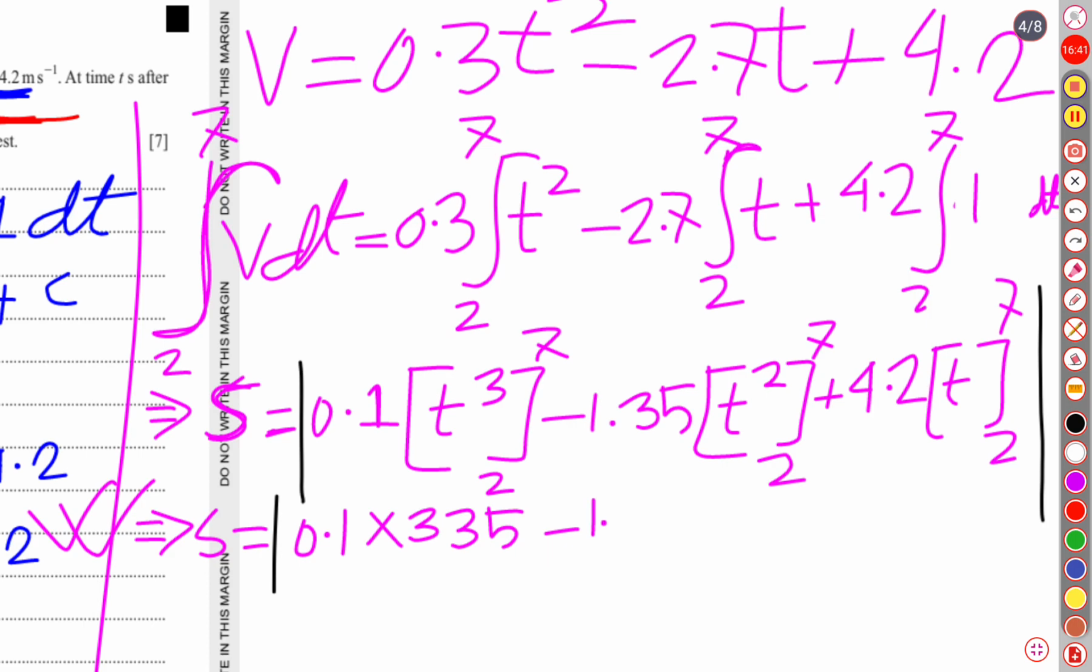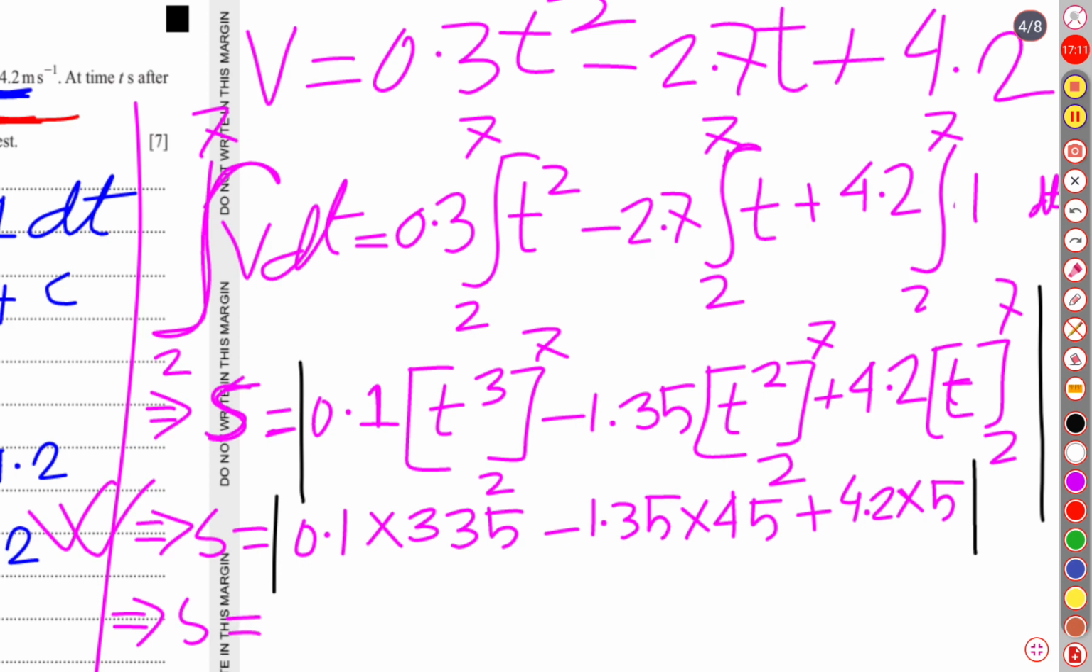So 1.35 into 45, plus 4.2 into 5, because 7 minus 2 is actually 5. That's all, and our modulus symbol. Hence our displacement is going to be s is equal to mod of, if we multiply 335 by 0.1, it is going to be 33.5. So let us write 33.5.